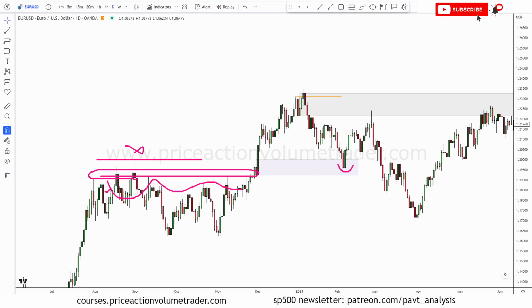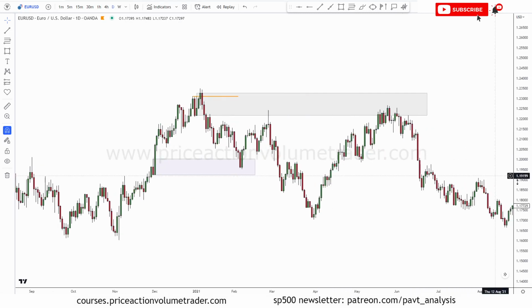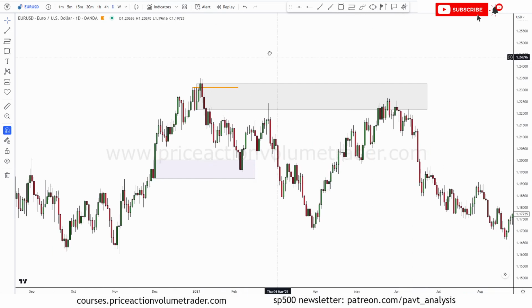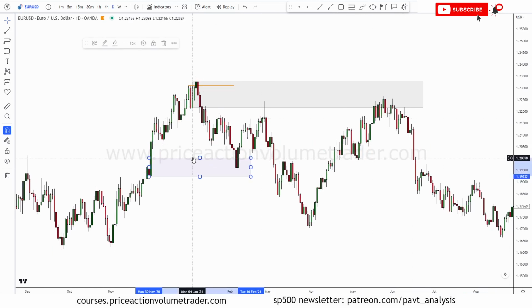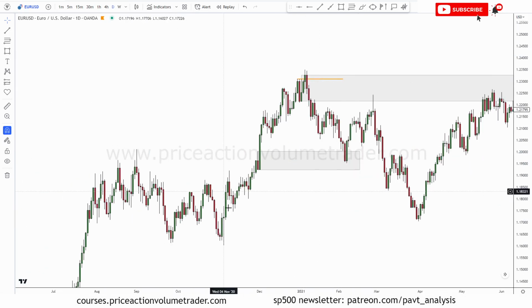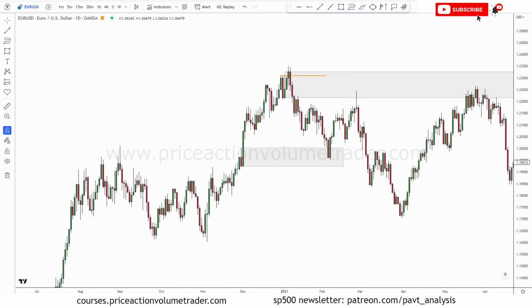Okay, so the location again is very important as well. You want to get in at logical levels with the trend. So let's continue with the examples here. The first one we have here is this one right here. You can see price is in a strong uptrend.